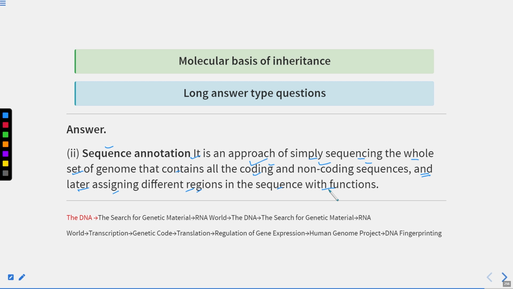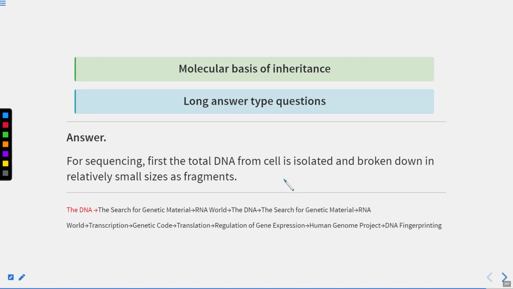So what is happening here? You sequence the whole genome which contains both the coding and the non-coding sequence, and then you assign the functions to different regions of the sequence. Later you tell, okay, this region has this function, this region has this function. You do this after the entire sequencing is done. So this is the difference between sequence annotation and expressed sequence tags.